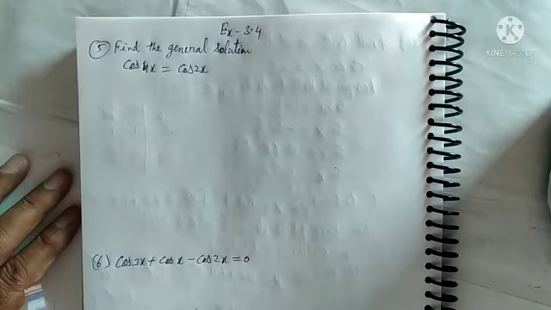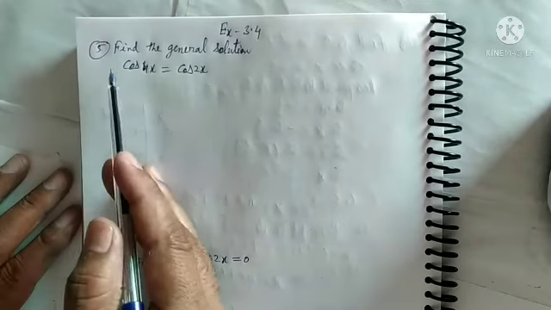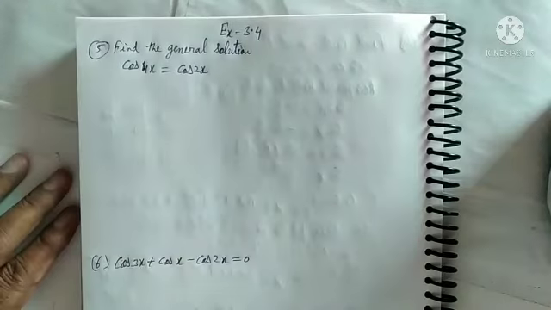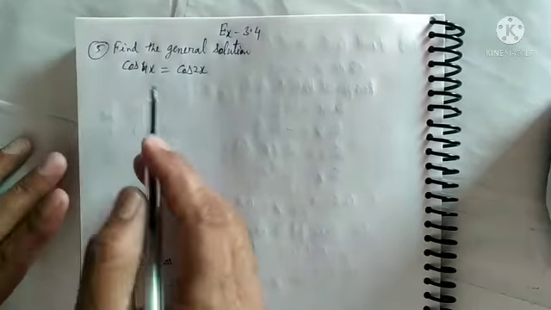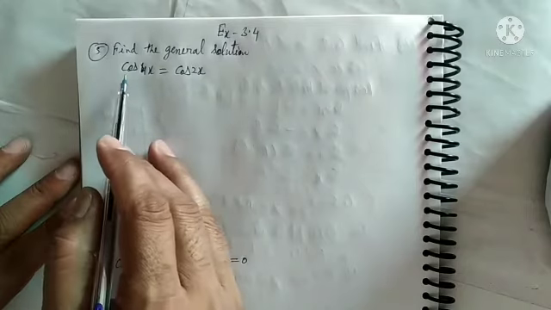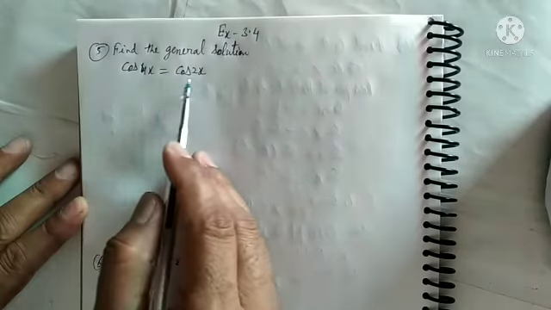Today I am going to solve the last 5 questions of exercise 3.4 of class 11. Question number 5. Find the general solution. We have to find the general solution for cos 4x is equal to cos 2x.